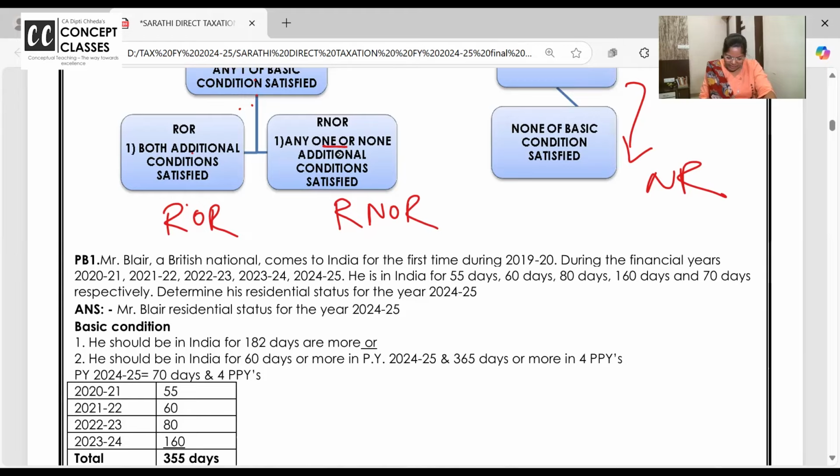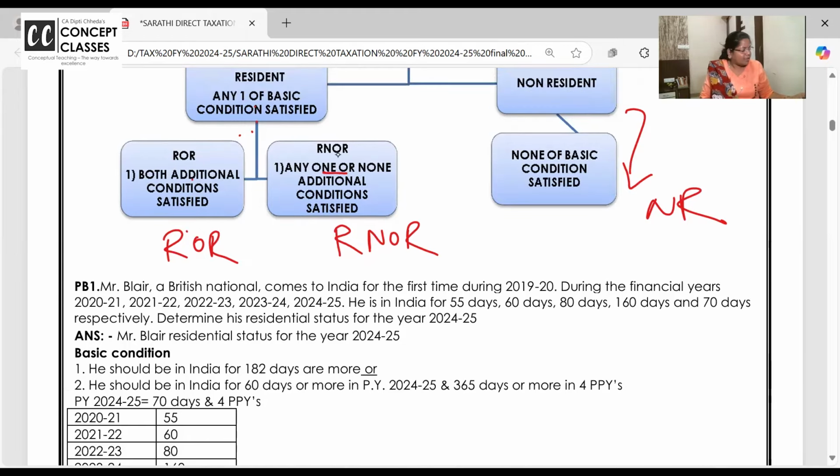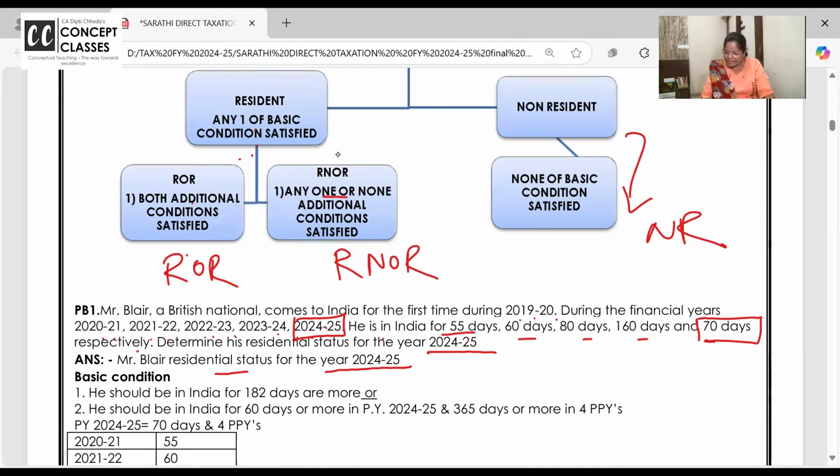Mr. Blair, a British national, comes to India for first time. Okay, right. During the financial years 2021, 21, 22, 22, 23, 23, ये सब year में he was in India for these many days. है ना? ठीक है. Determine the residential status for this year. Mr. Blair's residential status you have to decide for 24-25. So last 24-25 he is in India for how many days? 70 days. Okay. So how to solve? Reading the problem is clear.